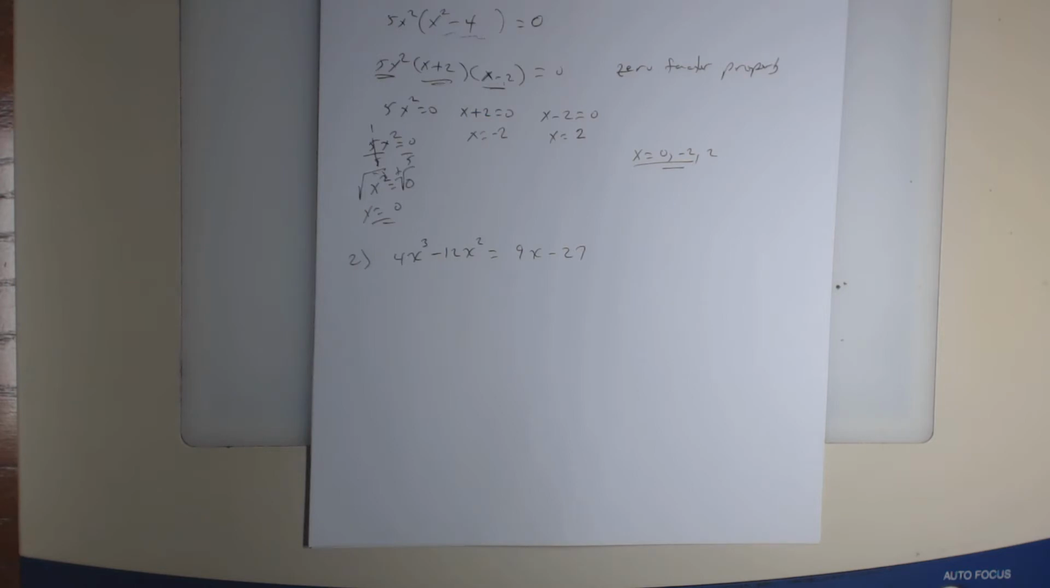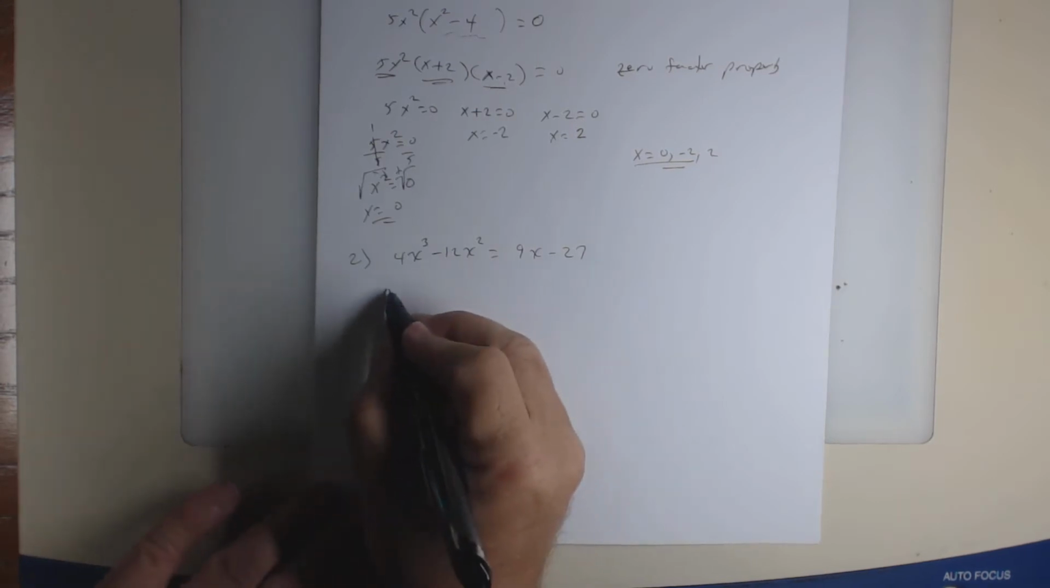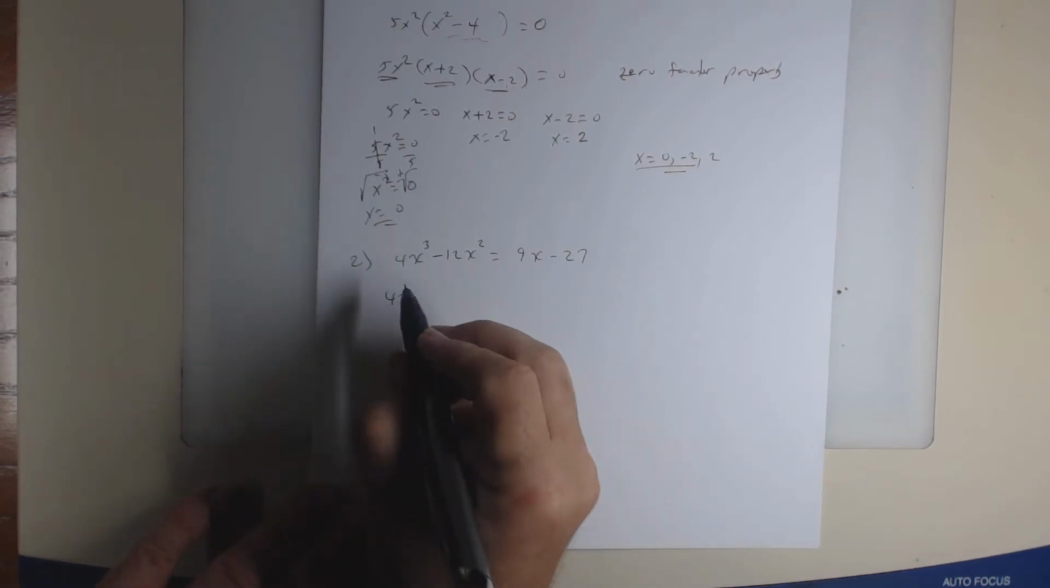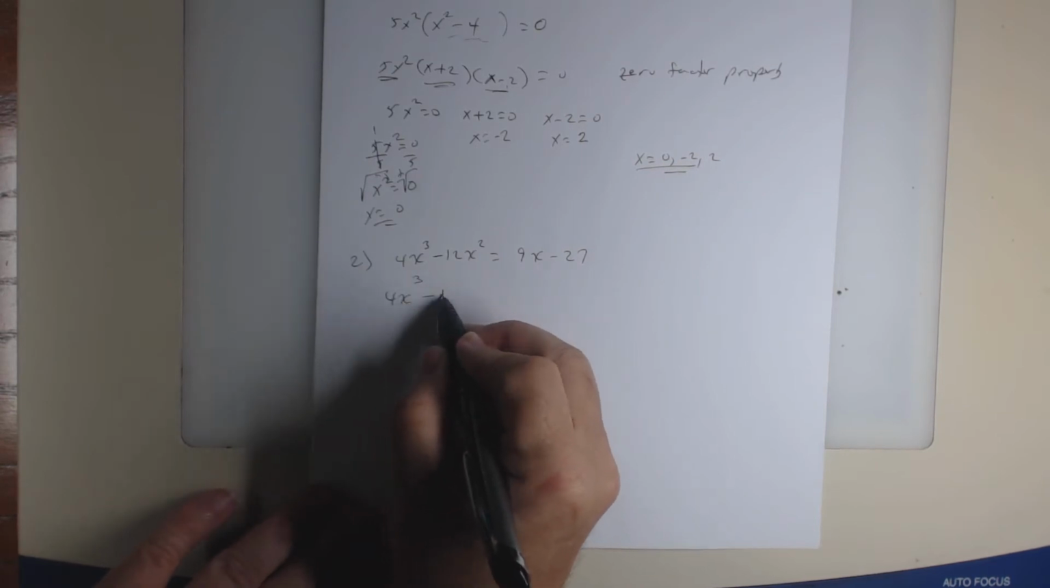Now, what do you think I'm going to have to do number 2 first? Put in standard form. I want 0 on the other side. Remember, I want to solve by factoring, right? So if I'm going to solve by factoring, I've got to use the zero factor property. It means I have to have 0 on the other side. So I've got to bring the 9x minus 27 to the other side. So if I do that, I'm going to get what? And put in descending order. 4x cubed.